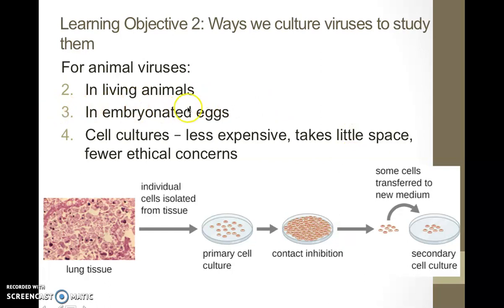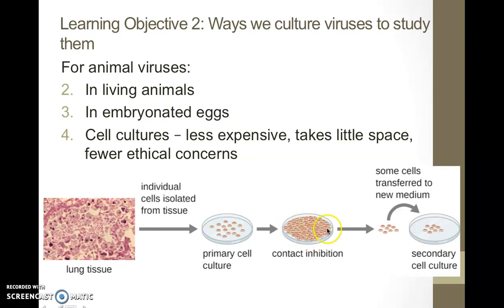However, that doesn't work with viruses that are really specific to certain types of cells. If it needs a certain kind of cell to grow, then we use something called a cell culture. This is a lot less expensive. What you do is you take a sample of some cells from a tissue, for example, like a lung or muscle tissue, and then you can put those in a solution to break the cells apart a little bit, and you can grow them in a petri dish.